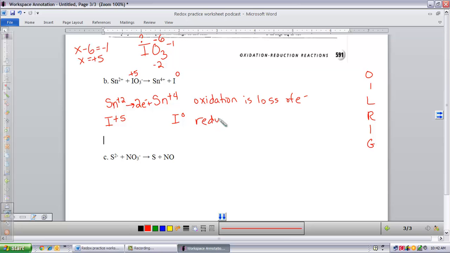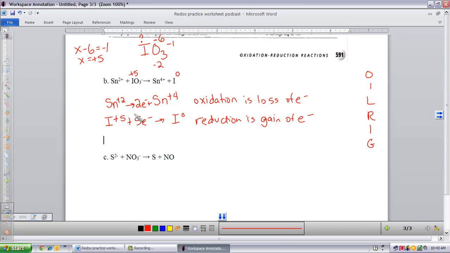So it is reduced. Okay, and reduction is gain of electrons. So iodine gained electrons. Well, if it went from 5 down to 0, it must have gained 5 electrons. And you put it on this side. Okay, so you have a +5 and a -5, that equals 0, and then you have a 0 on this side.